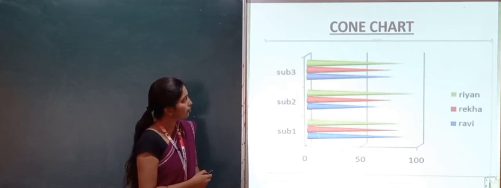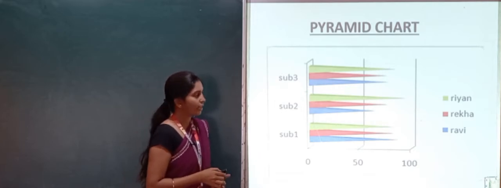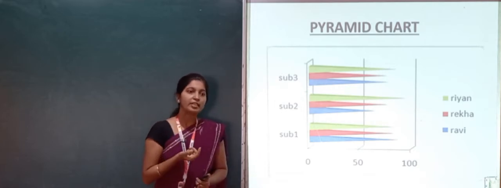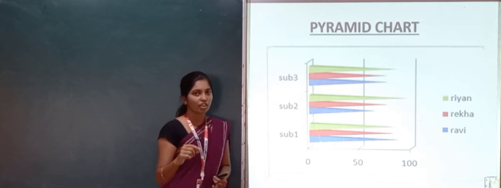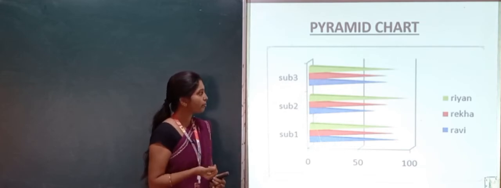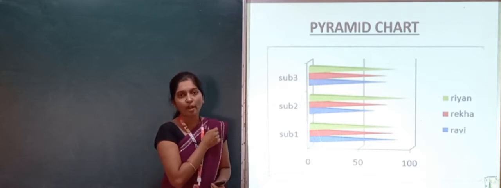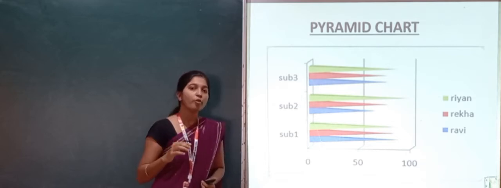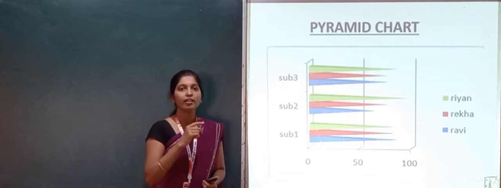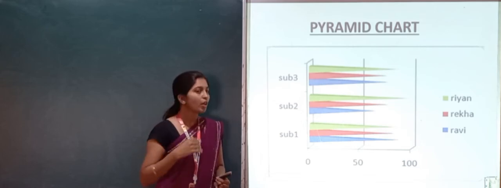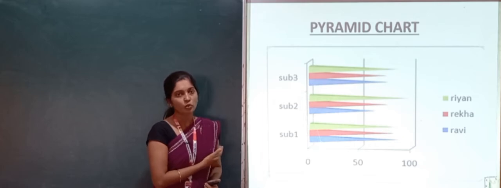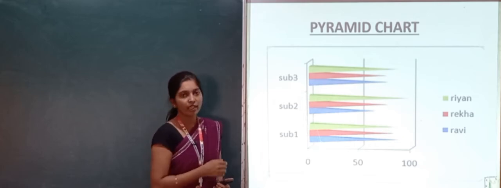Okay, next one is pyramid. Here we are representing the data series in terms of pyramid like structure. We represented it in a pyramid structure, so we call it a pyramid chart. The shape through which we represent the data series gives the name by which we call it. So we have used the pyramid like structure, so we are calling it a pyramid chart.